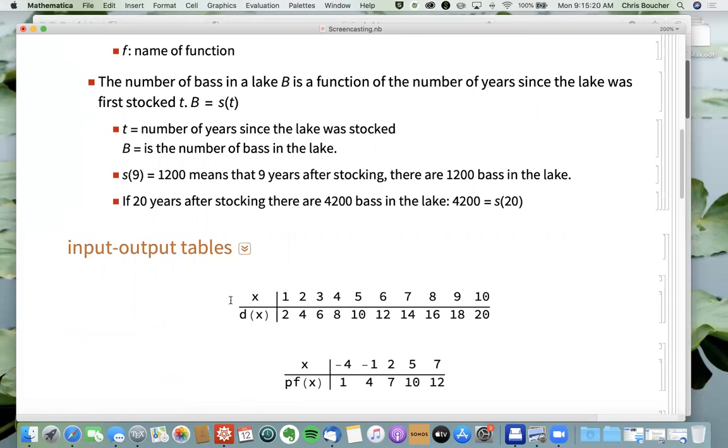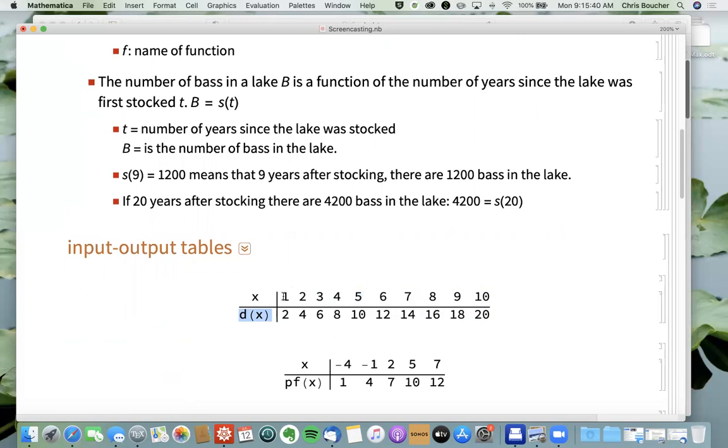So this is what an input-output table looks like, and this is an input-output table for the doubling function d. All it is is a table with two rows. You could make this vertically and use columns instead of rows. It doesn't really make much difference. One row is for the input, x. One row is for the output, d of x.